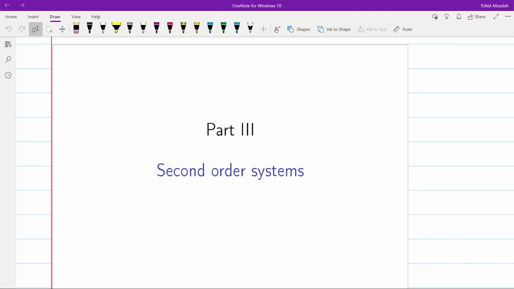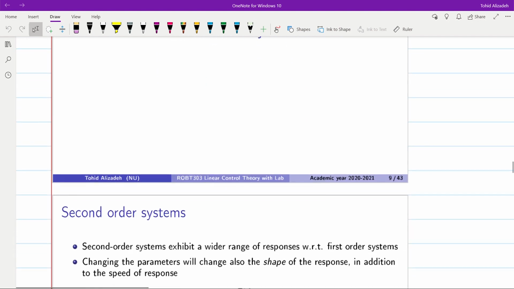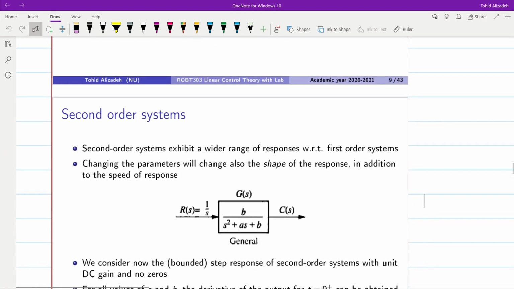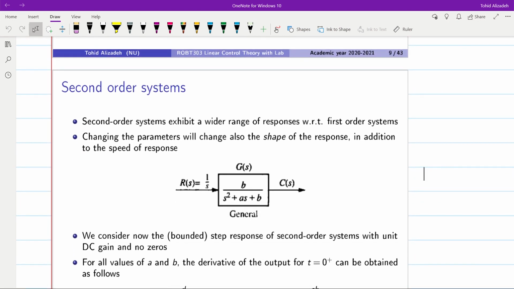Hello everyone. In this part of the lecture on the step response of the systems, we are going to focus on the response of the second order systems. So basically, a second order system is a system which has two poles located in the S-plane, and there might be zeros coming with it as well. But for now, we assume that there are no zeros.